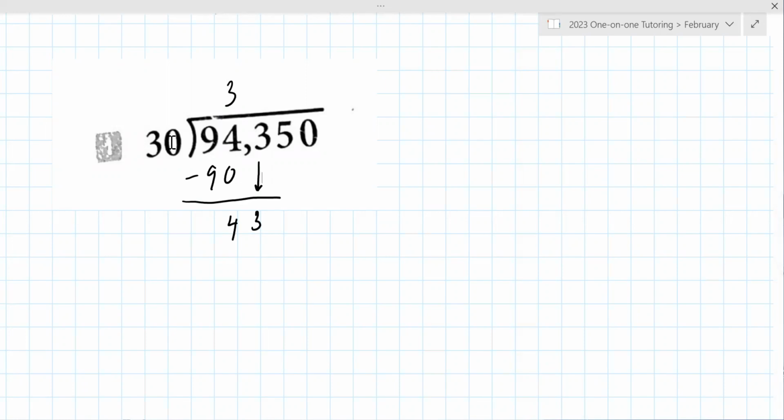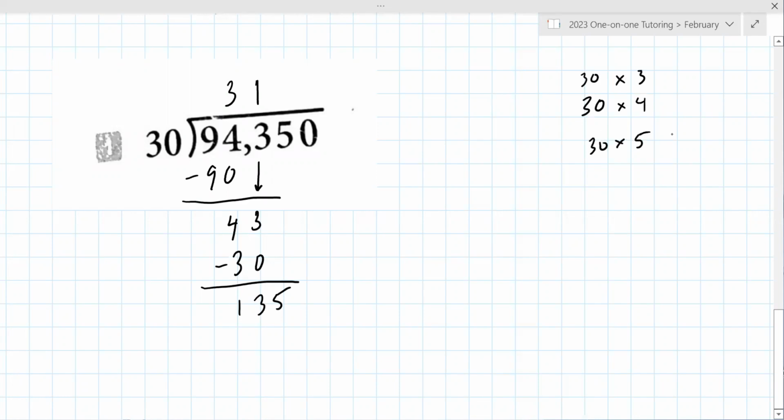I got to the part where I got 31, then subtract that to get 13, bring down the 5, and that's 135. That's right. So again, maybe make a little table, 30 times 3, 30 times 4. Well, I know 30 times 5 would be 150, and that's too big. The question is 30 times 4, and that's 120, so that would be 4.